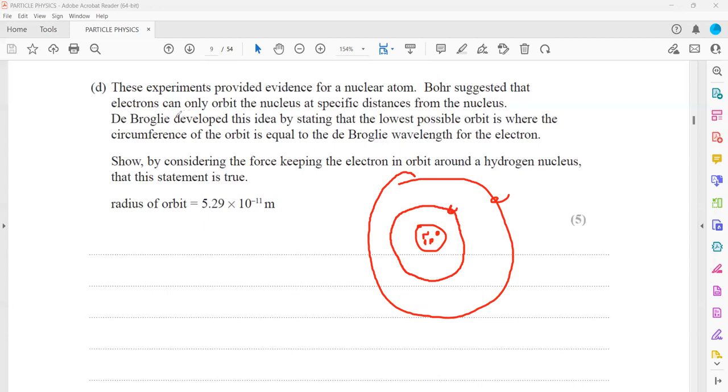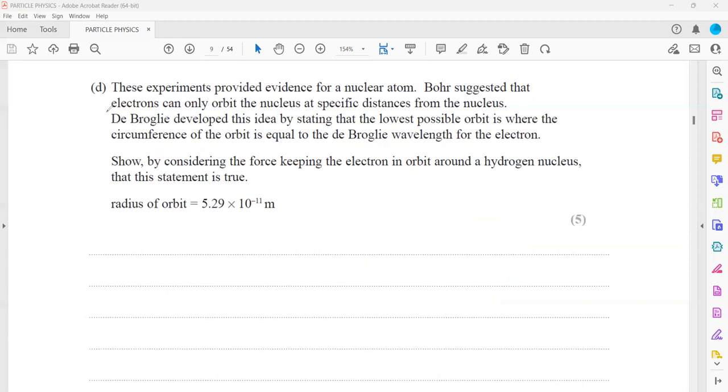So de Broglie developed this idea by stating that the lowest possible orbit is the one in which the circumference of the orbit is equal to the de Broglie wavelength for the electron, shown by considering the force keeping the electron in an orbit around the hydrogen nucleus. This statement is true. The radius of the orbit is 5.29 × 10^-11 meter.